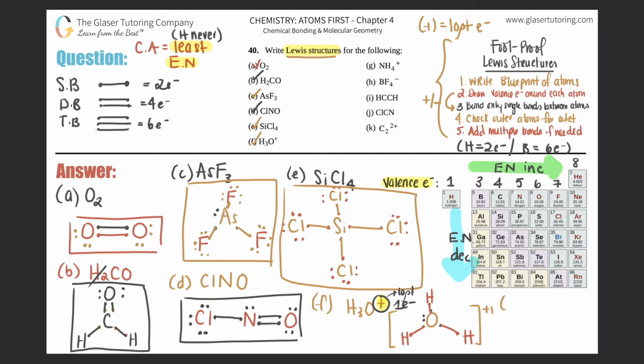So now I can add G over here. I think we got some room. G is NH4 plus. So it's a +1. Now hydrogen can never be in the middle, so that means nitrogen's in the middle, surrounded by 4 hydrogen.